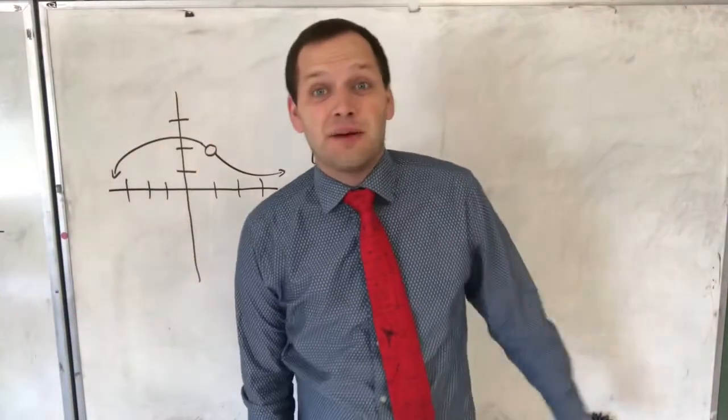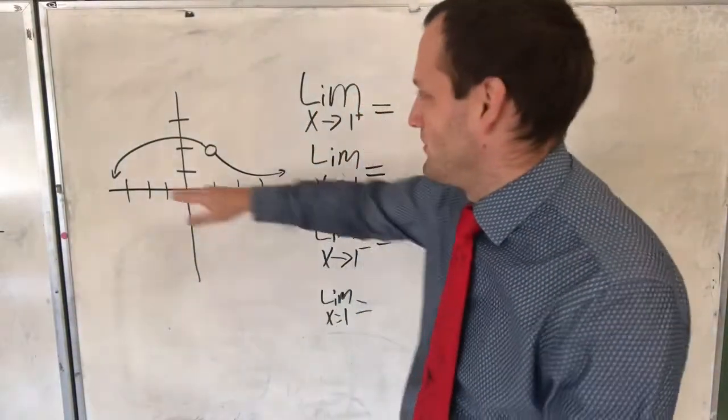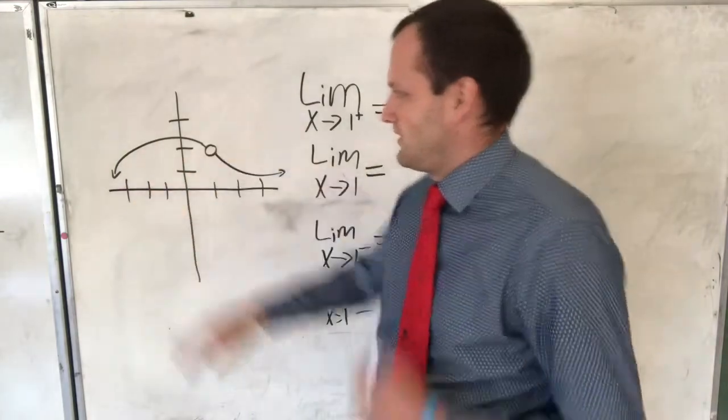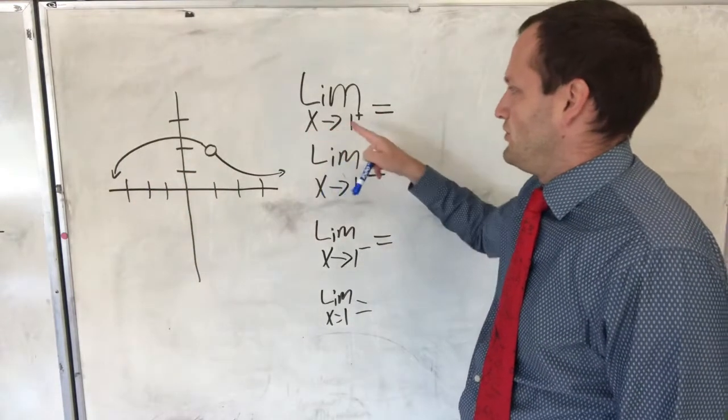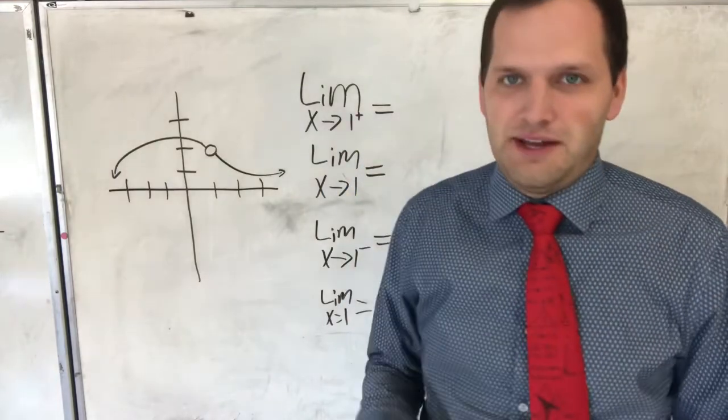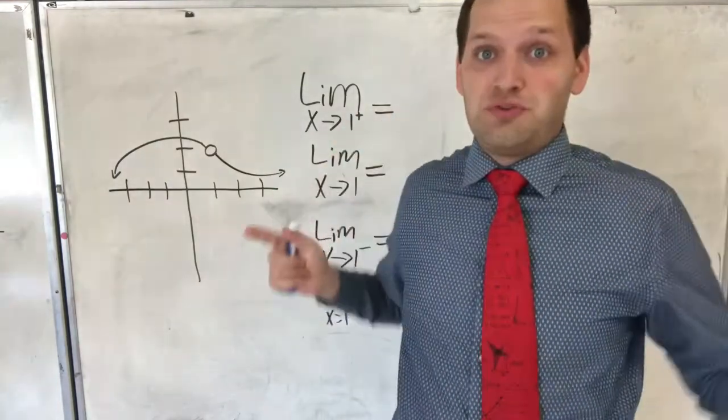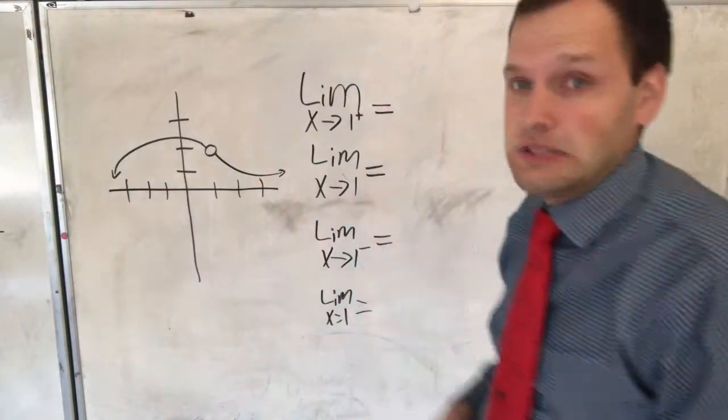All right, let's look at a couple examples of limits. So here we have a little graph. This is a very basic example. What is our limit as x approaches 1 from the positive side? First thing we need to do, which way is the positive? To the right.